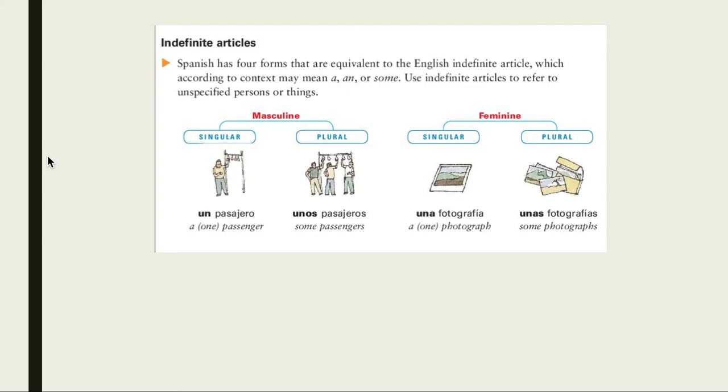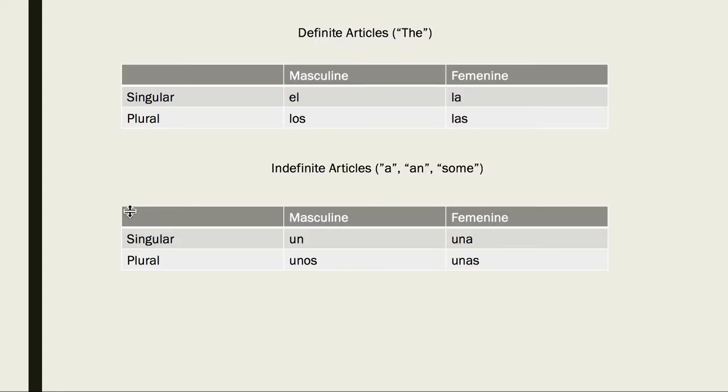Indefinite articles can be thought of as the equivalent of the English a, an, or some. So you can use this chart in the same way that the last chart was used, in that there are singular and plural versions of both masculine and feminine indefinite articles. The use of definite and indefinite articles is just like you would in English.